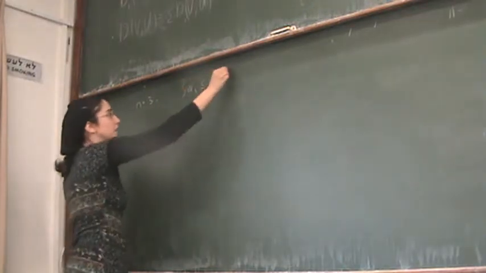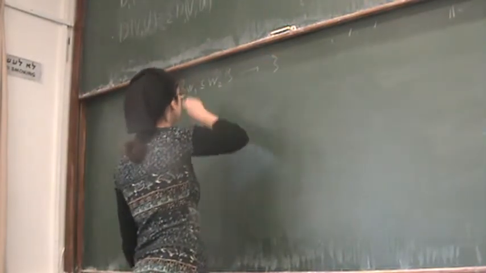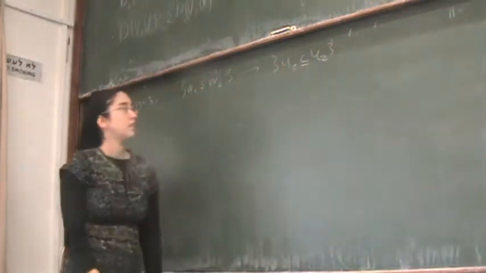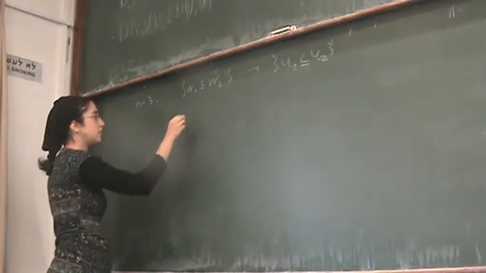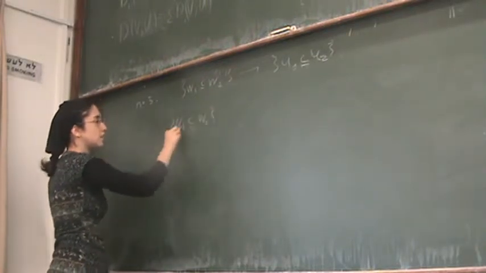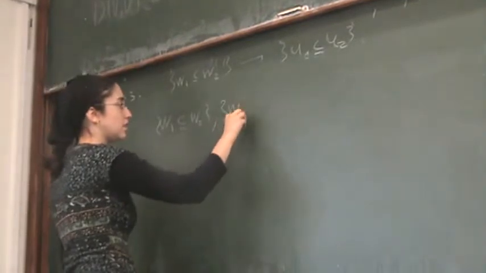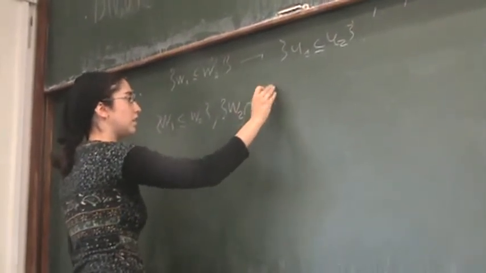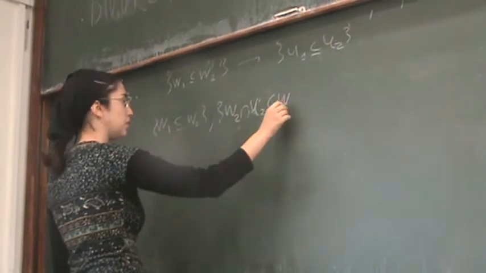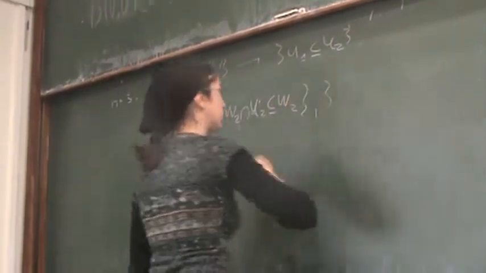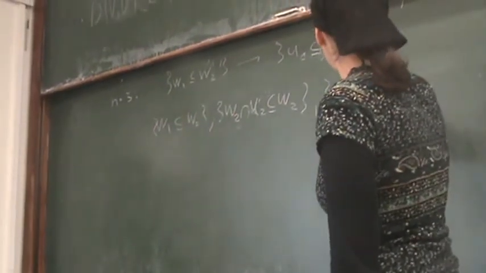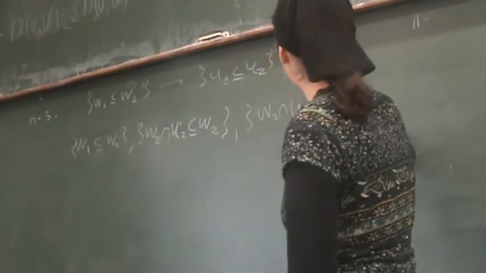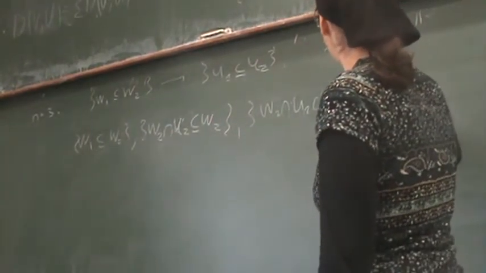And we want to pass from this to this. So the gallery we construct is, we start from here, then go to gallery 2 intersection U2 inside gallery 2. Then gallery 2 intersection U2 inside U2. And then we go here.